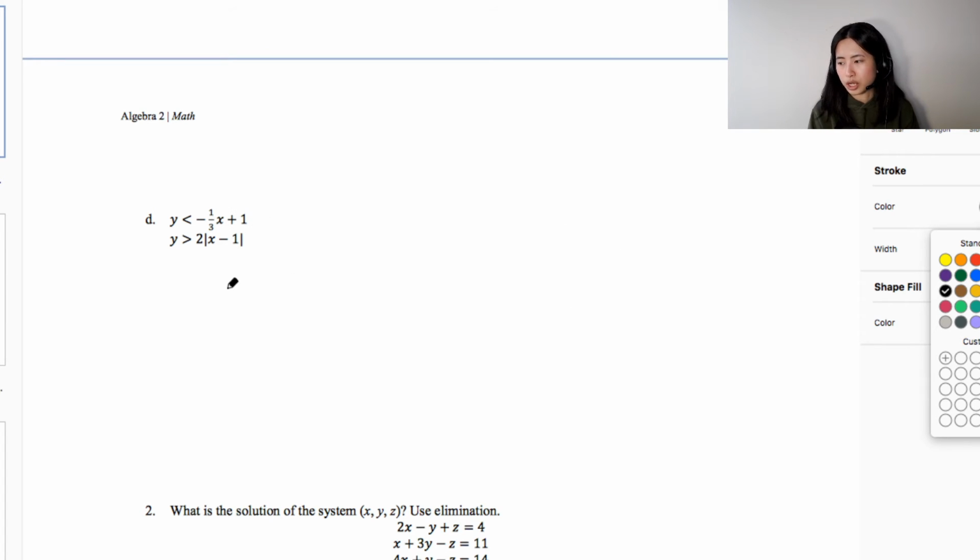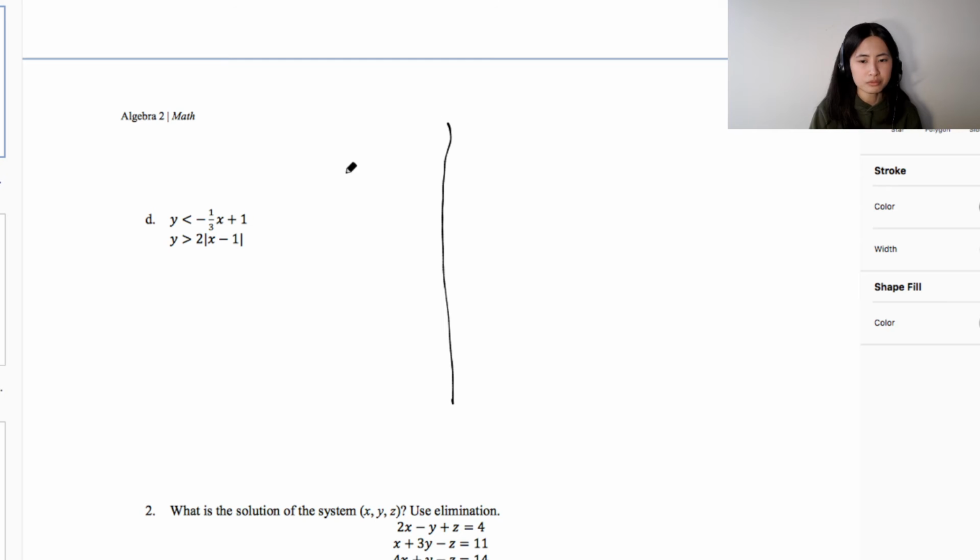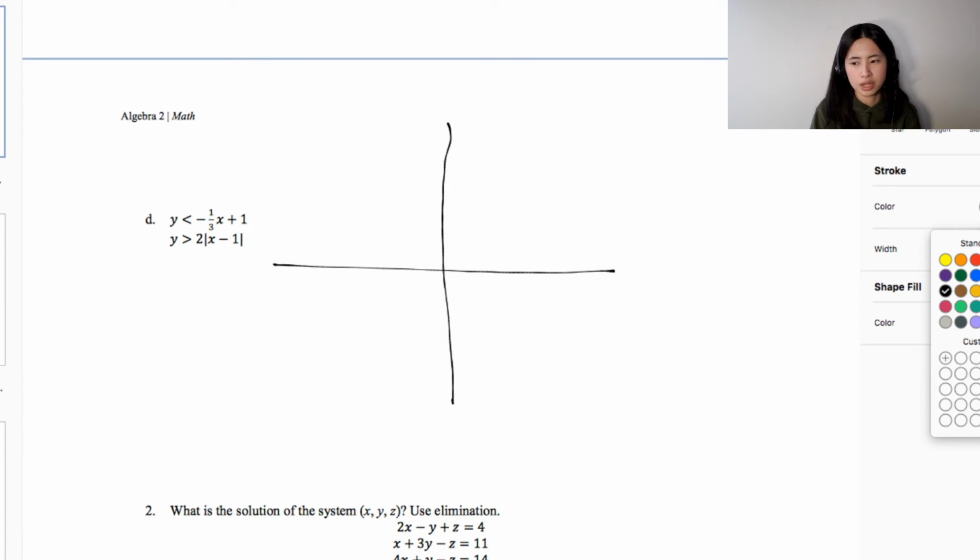Okay, so for this question, because your y is now in terms of just greater than or less than, it's not equal to, therefore you're not going to have solid lines. It's all going to be dashed lines. So let's graph that. So you would have your x and y axis, I think everyone knows that by now. And let's use the purple one for the first equation.